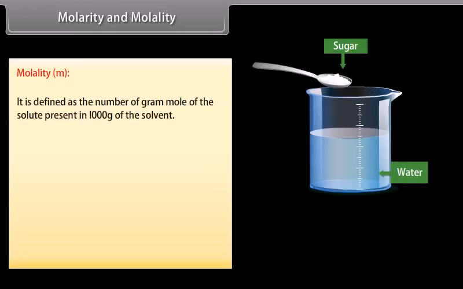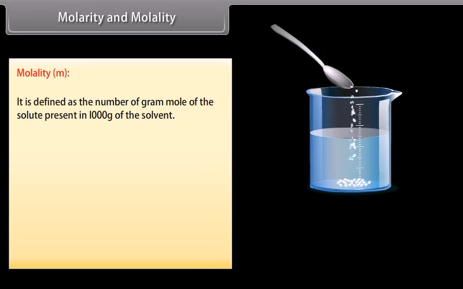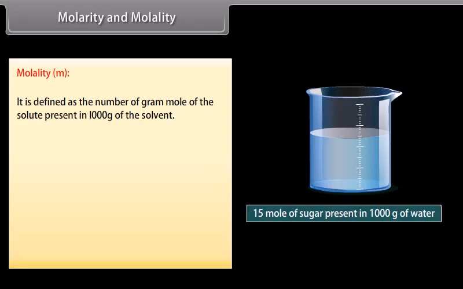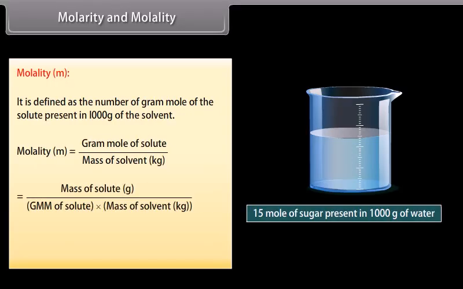Molality. It is defined as the number of gram-mole of the solute present in 1000 gram of the solvent. It is represented by small m. Mathematically, molality is represented by small m is equal to Wb in grams divided by product of gram-mole mass of B and Wa in kilogram.